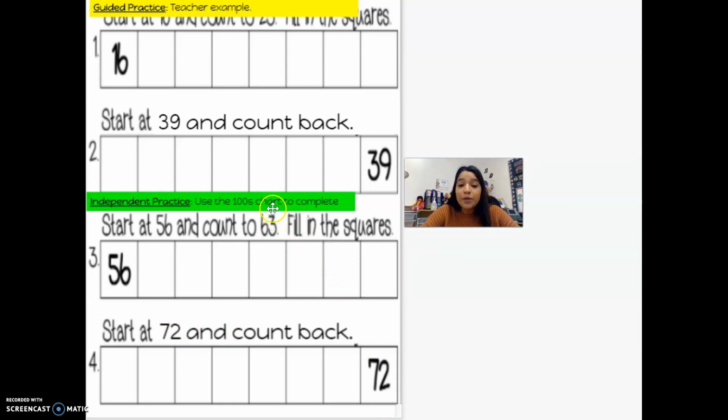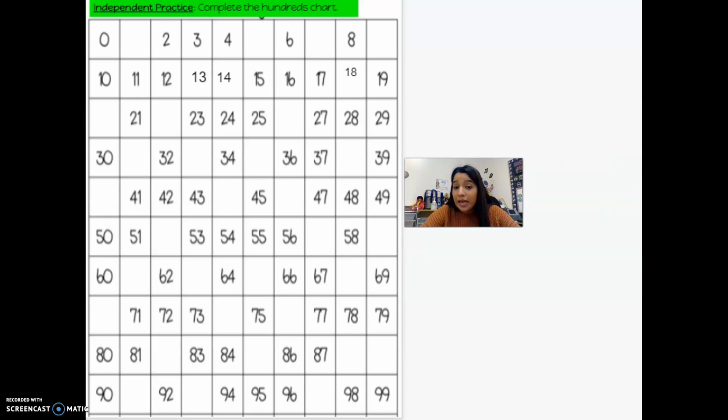So once you've done both of these assignments, this count back and count forward, and filling in your hundreds chart, all of it, you can go ahead and turn it into your teacher in Google Classroom.